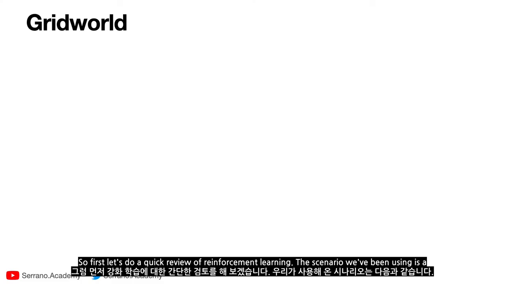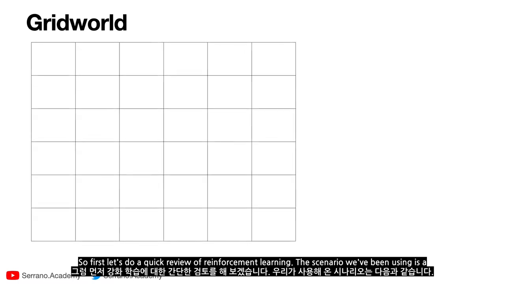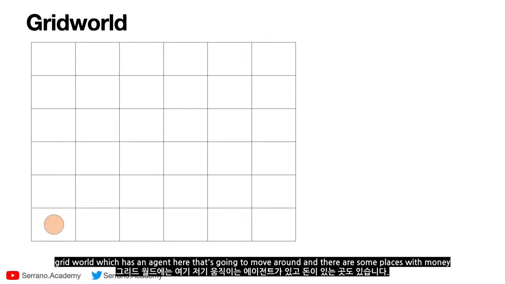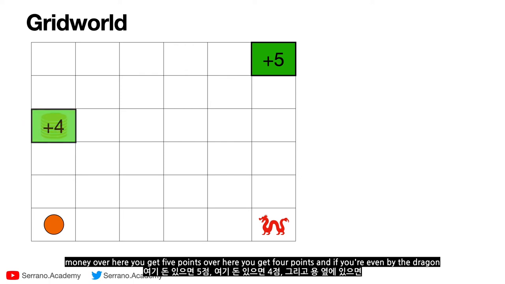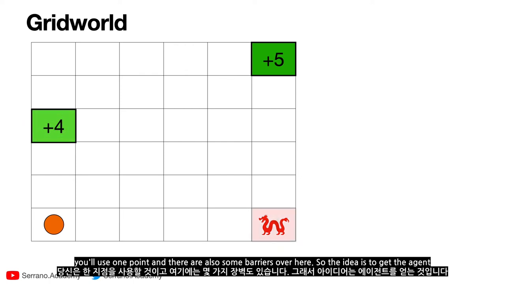So first, let's do a quick review of reinforcement learning. The scenario we've been using is a grid world, which has an agent that's going to move around, and there are some places with money. And here there's a dragon that will eat the agent if it lands there. If you land on the money over here, you get 5 points. Over here, you get 4 points. And if you're eaten by the dragon, you lose 1 point.